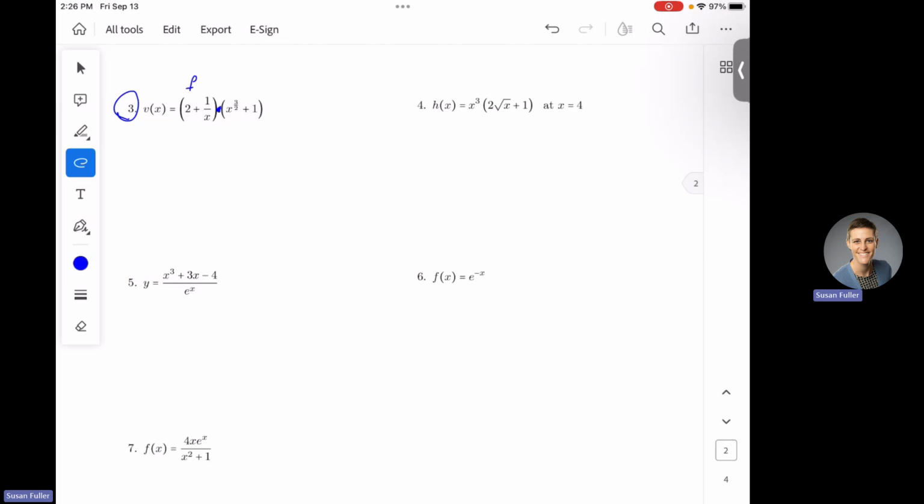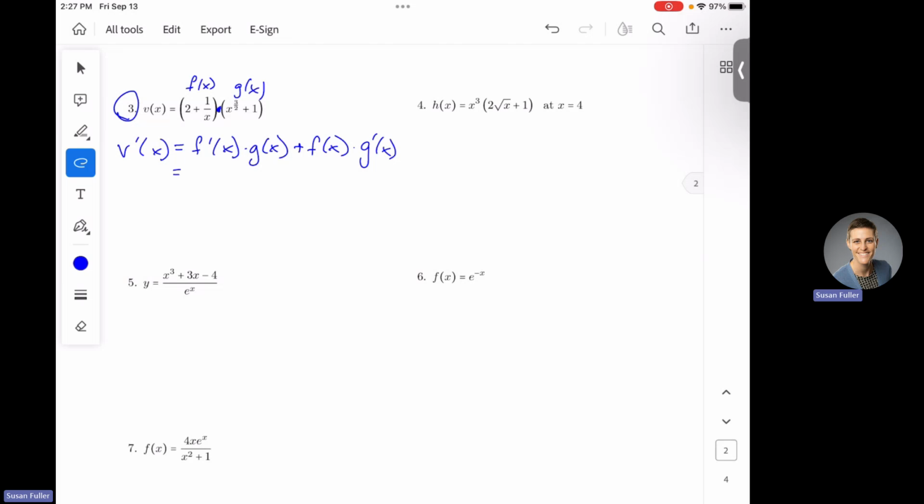So to do the product rule, I'm going to call this first one f. I'm going to call the second one g. And the derivative of this entire thing is going to be the derivative of the first times the second as is, plus the first as is times the derivative of the second. And we're just going to do these derivatives.